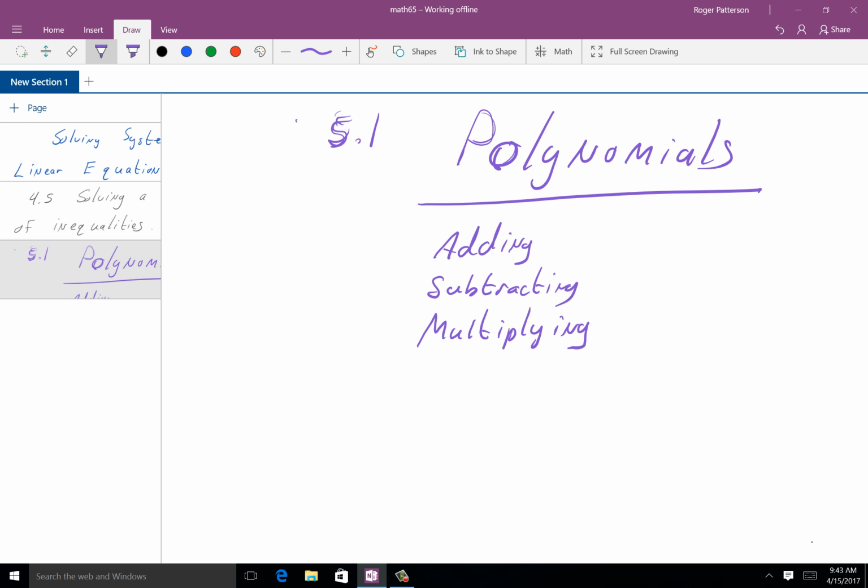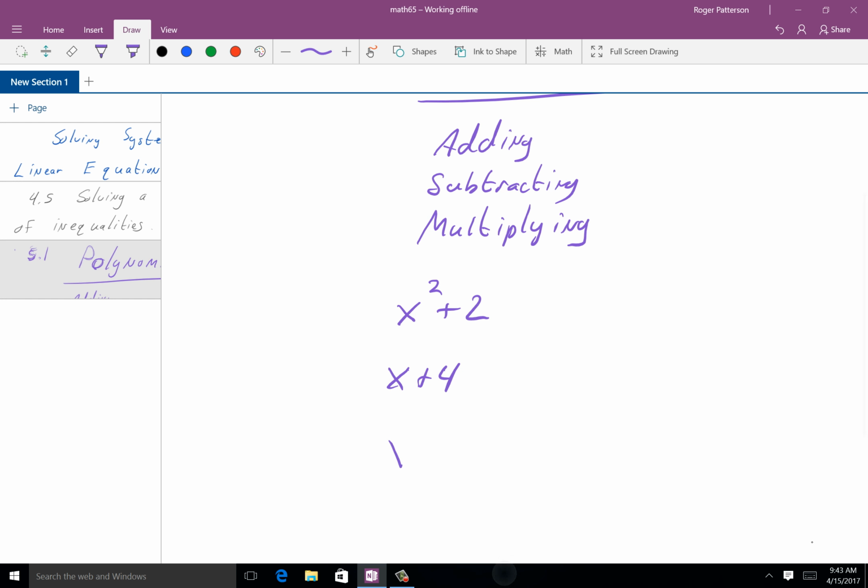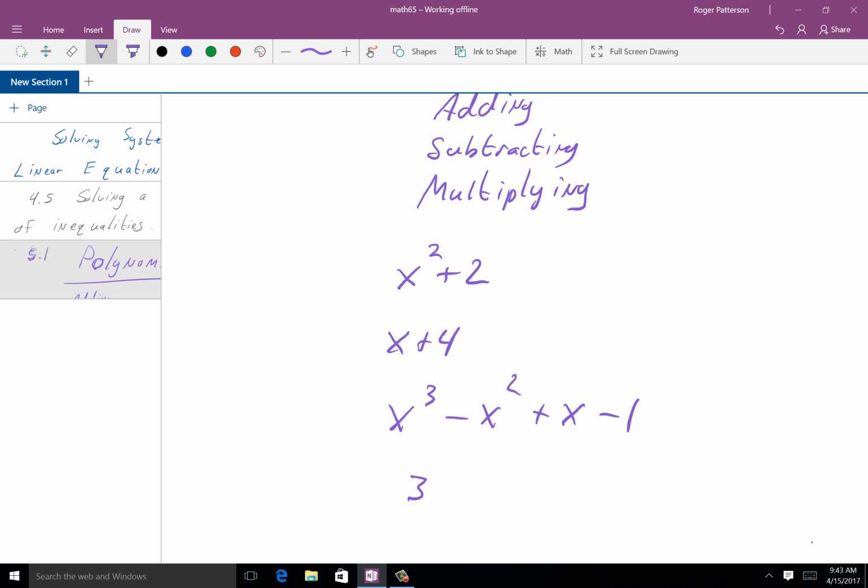So a polynomial is just an expression of terms, basically. So, for example, x squared plus 2 is a polynomial. If we have x plus 4, that's also a polynomial. If I have x cubed minus x squared plus x minus 1, that's a polynomial. Even the number 3 can be considered a polynomial. All right? So anything that's written in that kind of form is a polynomial.